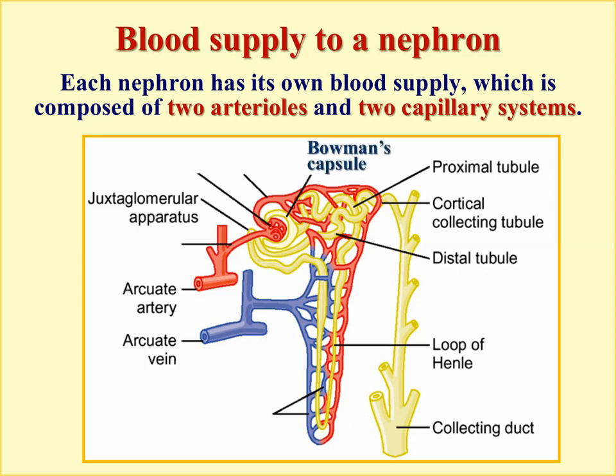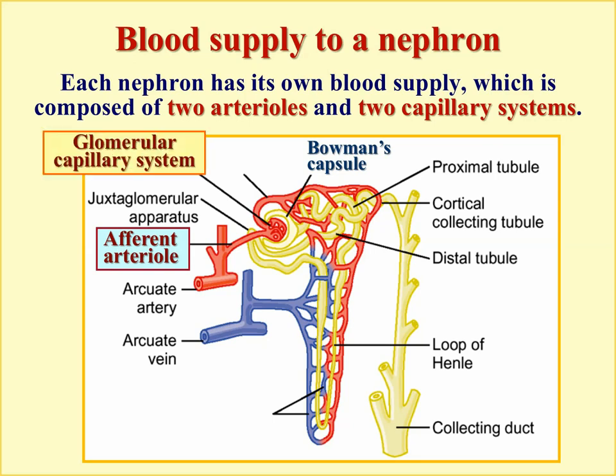Let's see. Bowman's capsule surrounds each glomerulus. This is the space for filtration. The bringing, or afferent, arteriole enters the glomerulus and forms really the glomerulus of capillaries, which participate in the filtration process. Then they join again into an arteriole. Now it's the outgoing, or efferent, arteriole.